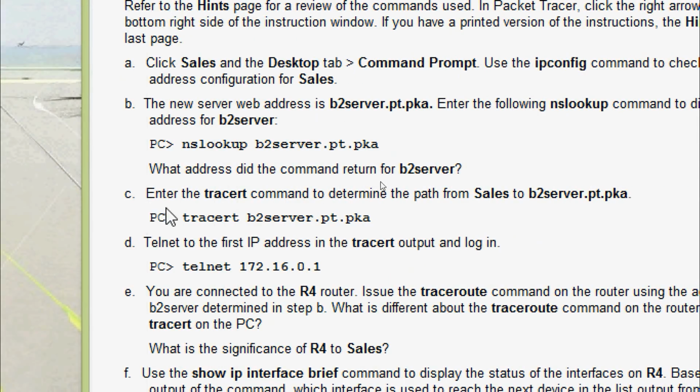Now we will come to see. Enter the traceroute command to determine the path from Sales to b2server.pt.pka. We are going to give this, traceroute space b2server.pt.pka.